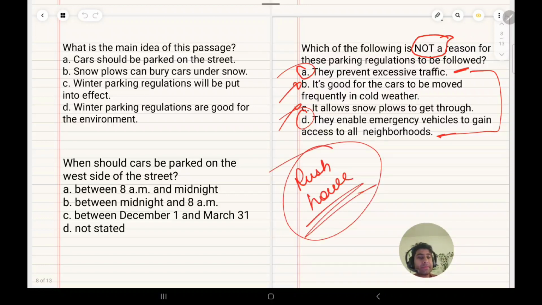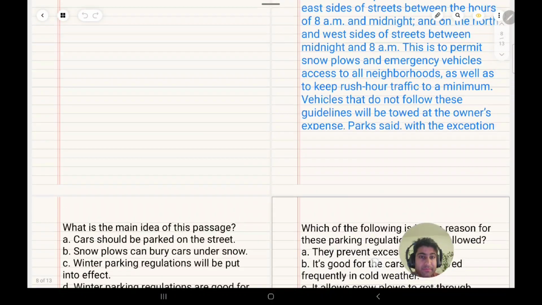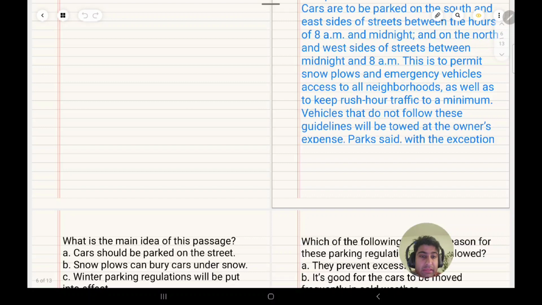rush hour, right? Now they have also discussed the same thing. They enable emergency vehicles to gain access to the neighborhoods. Now I'm cutting this, move there. Now this is to permit snowplows and emergency vehicles access to neighborhoods and will keep rush hour traffic to the minimum, right?